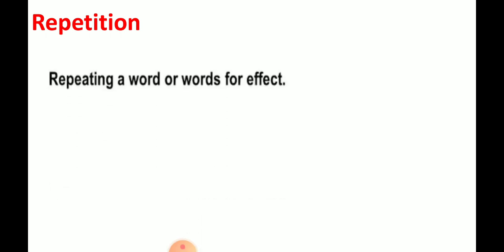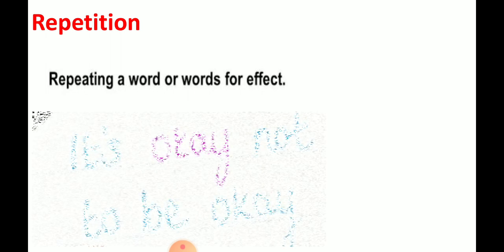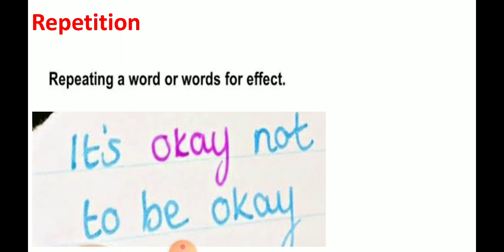Repetition. Now if alliteration is repeating consonant sounds, repetition is repeating the words. Repeating a word or words, one word or more words, for effect. Now example: it's okay not to be okay. So which word is repeated here? The word okay is repeated twice to give the idea, the concept.